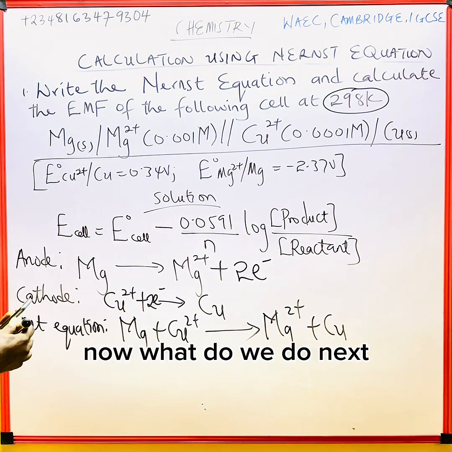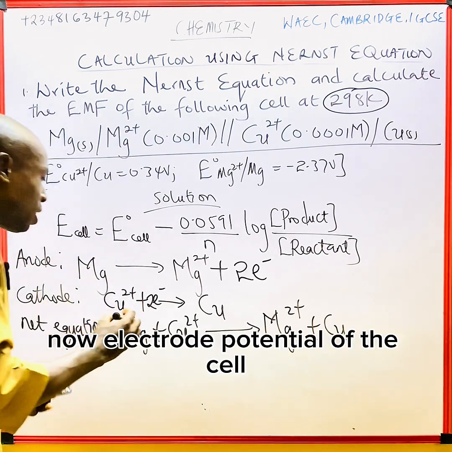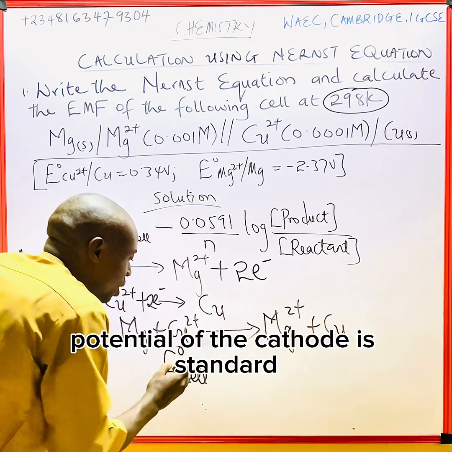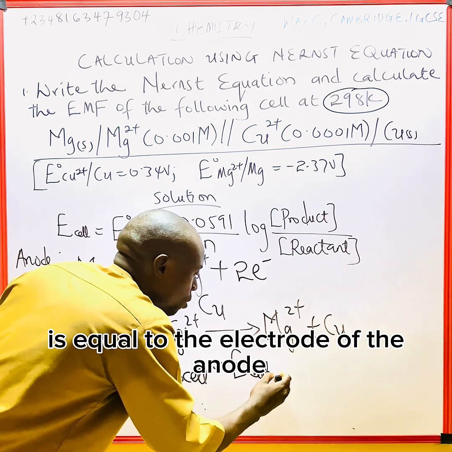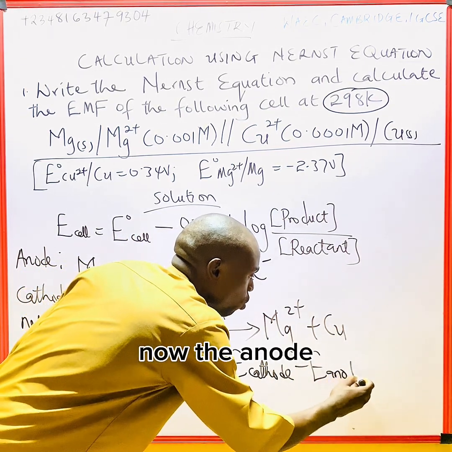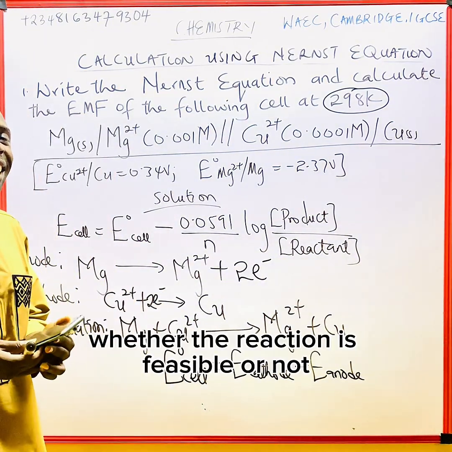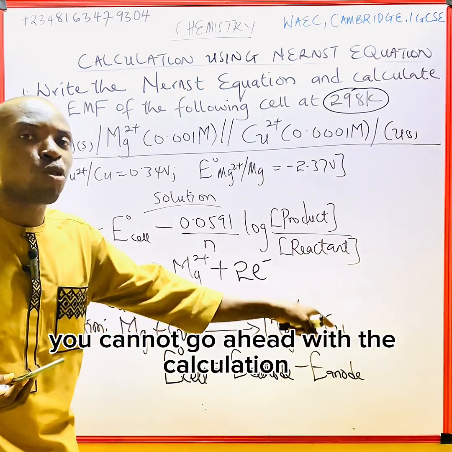Now what do we do next? We calculate the electrode potential of the cell. Remember, the formula is that the standard electrode potential of the cell is equal to the electrode potential of the cathode minus the anode. For you to use the Nernst equation, you must have already confirmed whether the reaction is feasible or not. If it's not feasible, you cannot go ahead with the calculation.